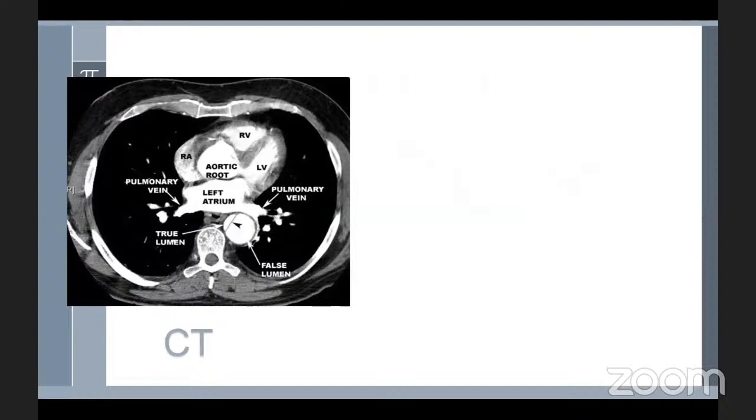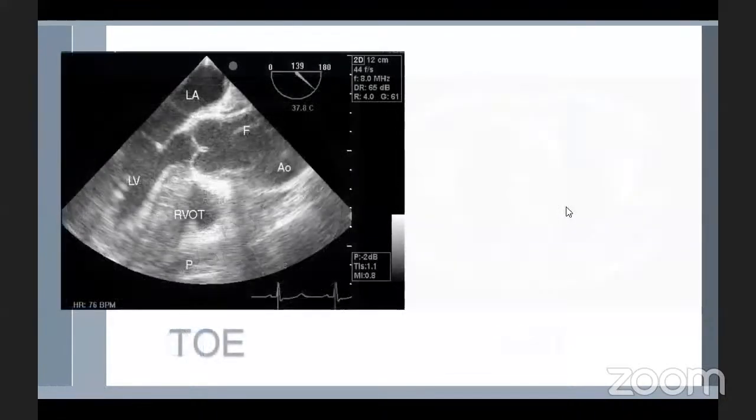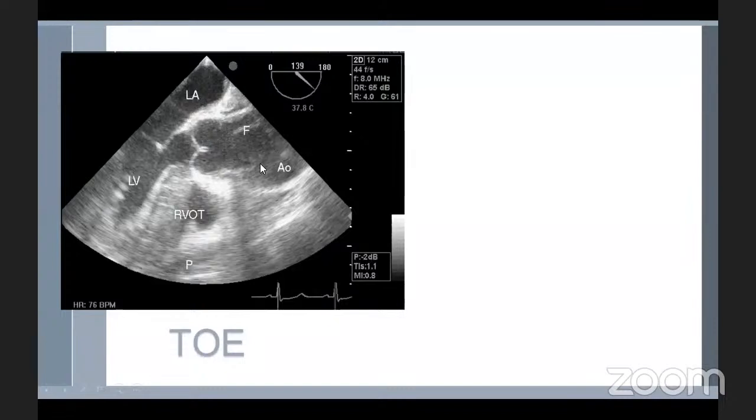This is the CT of the patient showing dissection in the ascending aorta. As you can see, this is the flap, this is the true lumen, and this is the false lumen. This is MRI also showing the dissection. This is the false lumen, this is the true lumen, and this is the flap. This is a transvisual echo of type A dissection. As you can see, this is the ascending aorta, and this is the flap here.